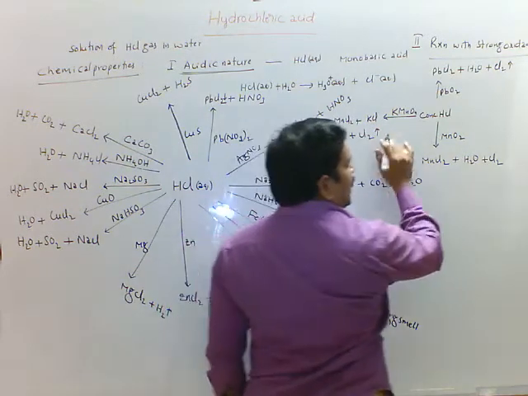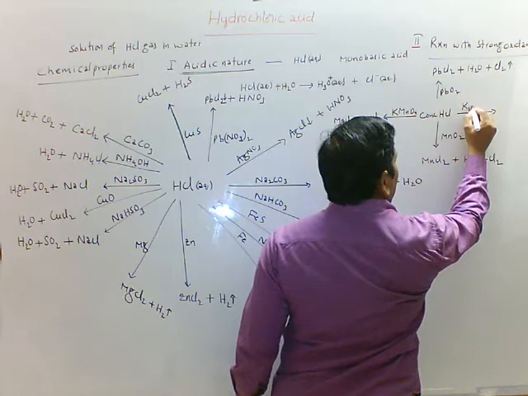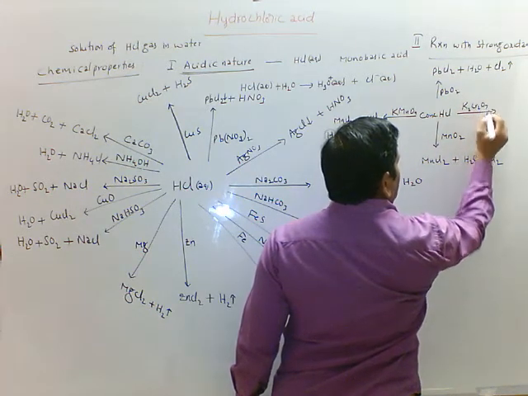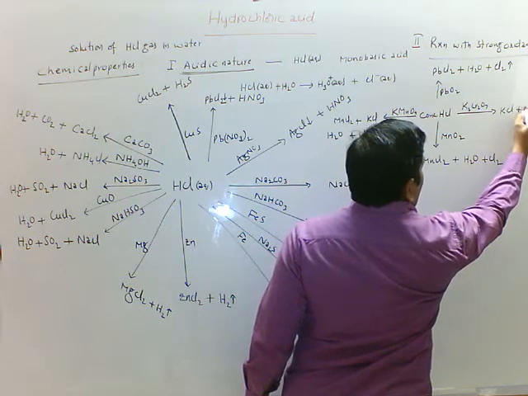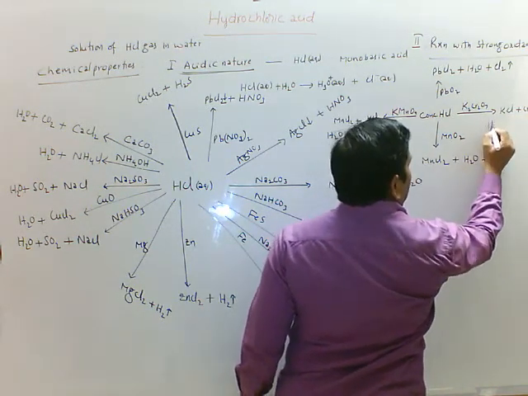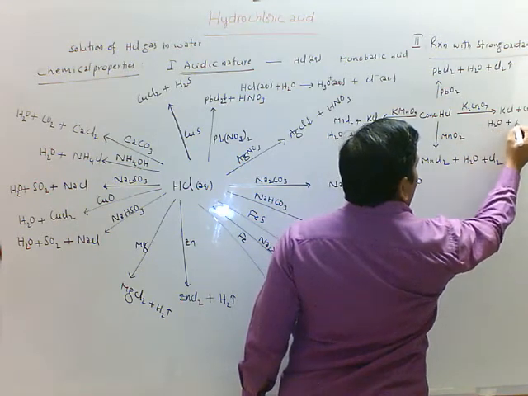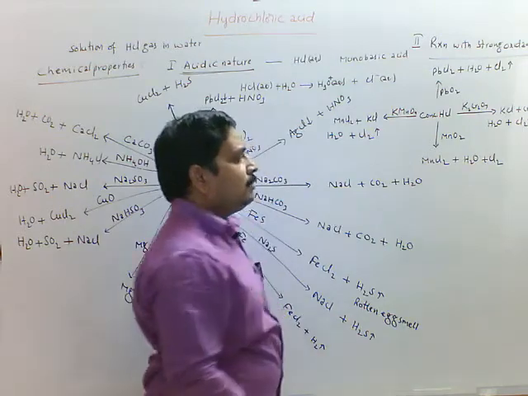And also reacts with potassium dichromate, K2Cr2O7. Here also it forms KCl, CrCl3, chromium 3 chloride, H2O, and greenish yellow colored gas is evolved, that is chlorine.